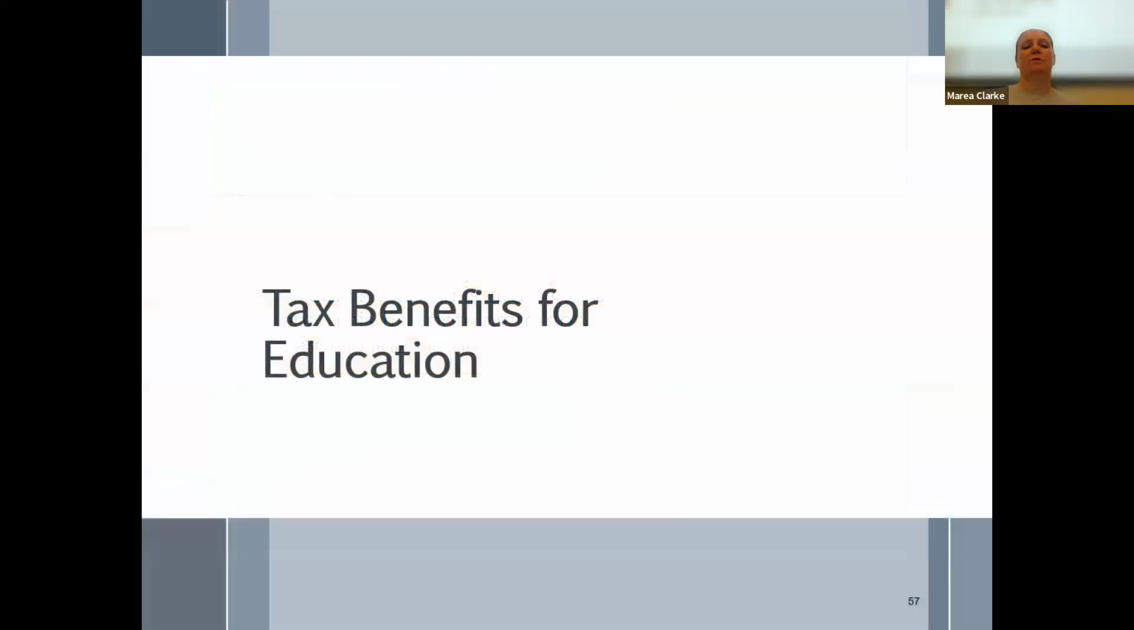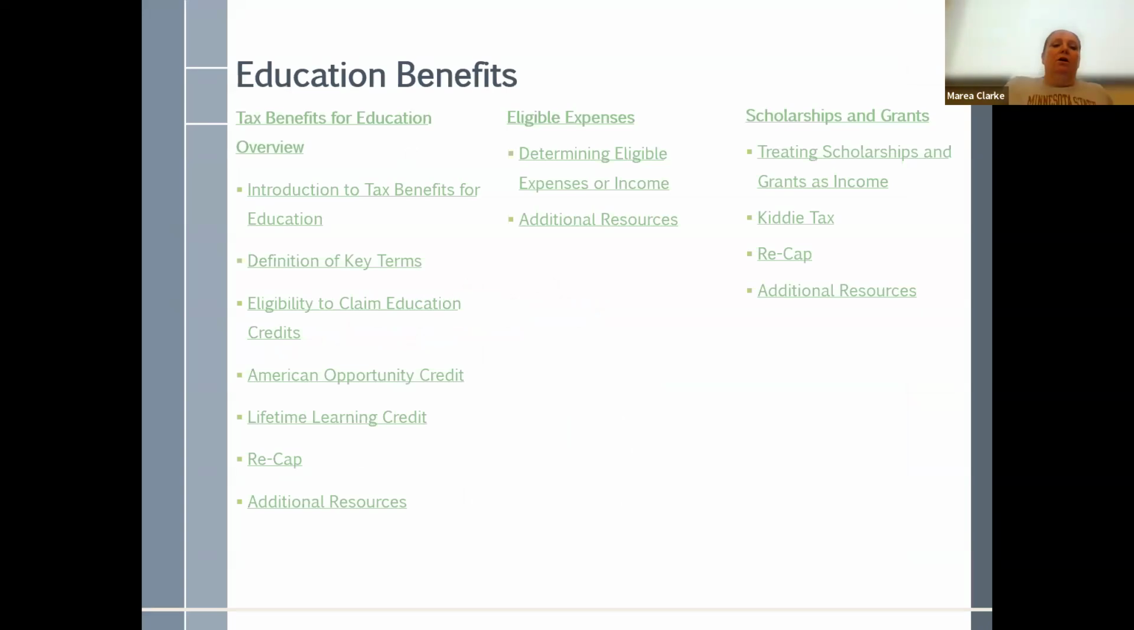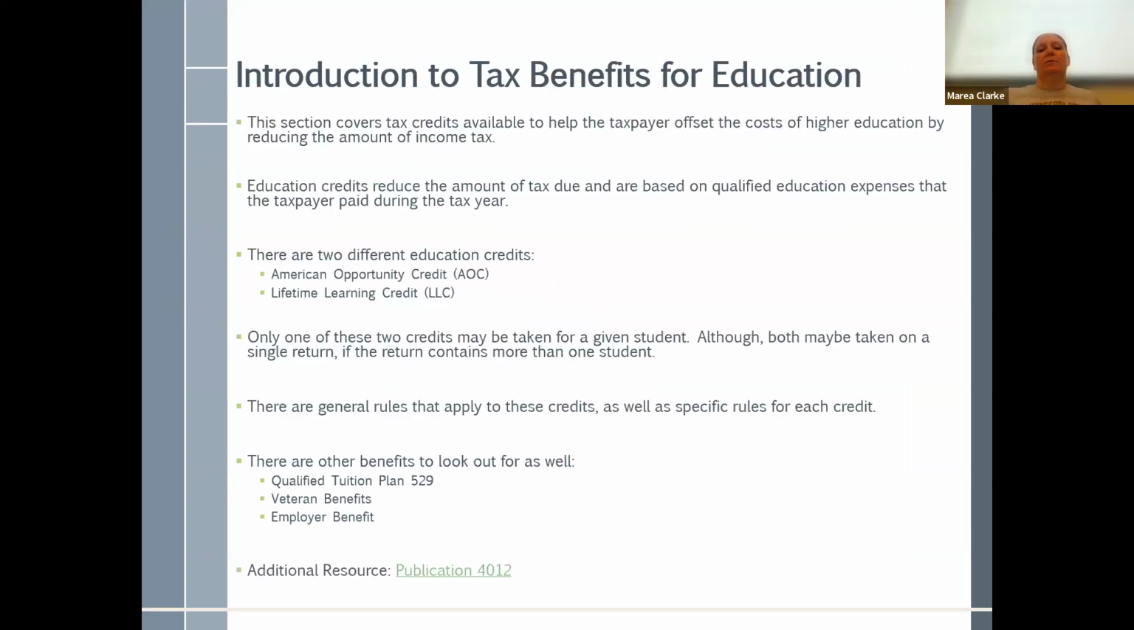We're going to skip that one, because we want to talk about this one. So this is the biggest one for us, which is tax benefits for education.